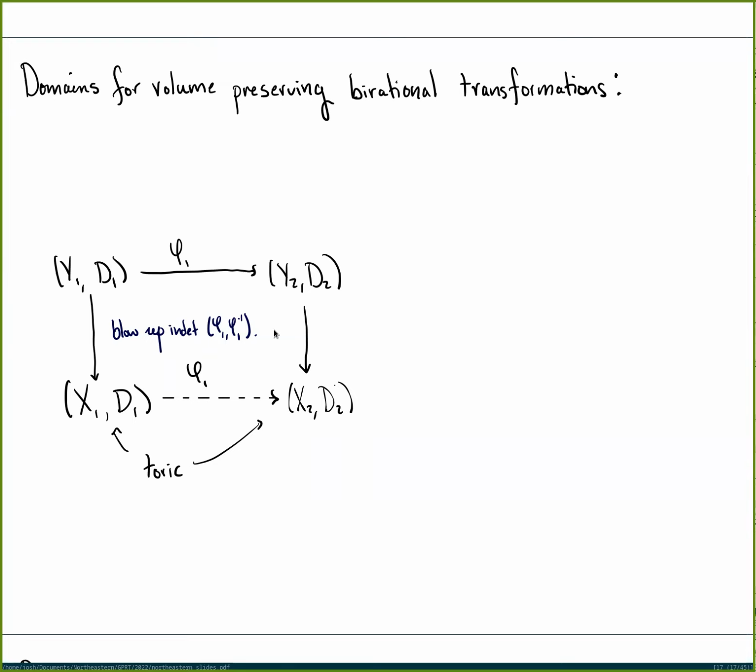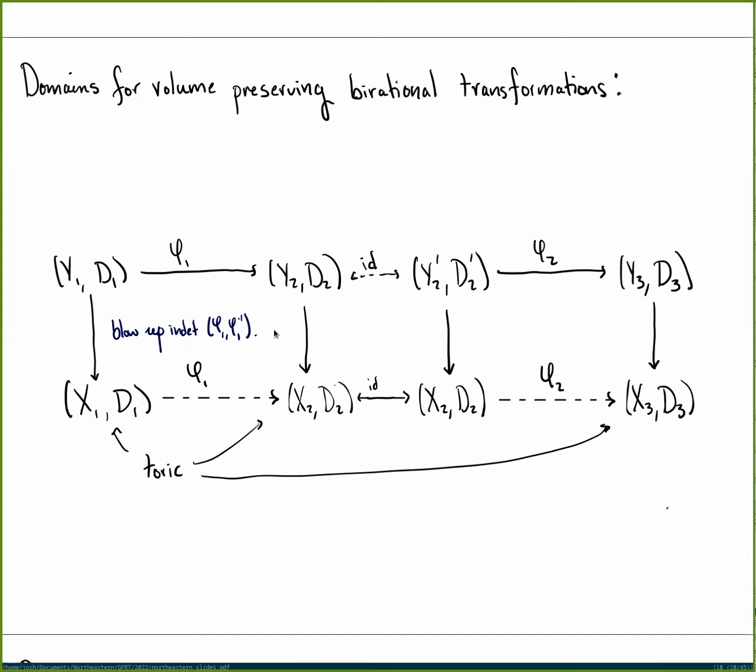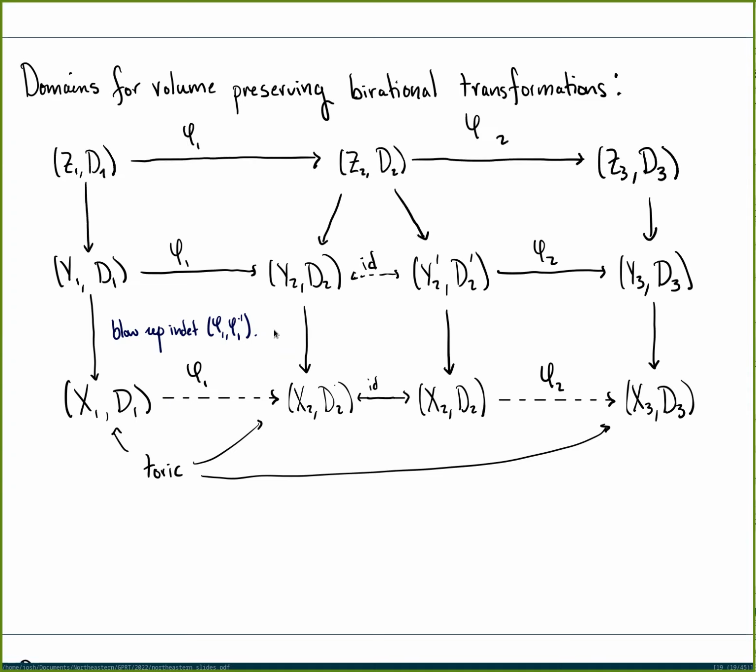The problem now is, what if I try to compose two of these? Say I've done this again, so I have another birational map, again on this surface (X2, D2). I can blow up the indeterminacy locus of this D2 to get a new set of surfaces. But I can't yet go from Y1 to Y3. I have to blow up again to get an honest chain of morphisms.